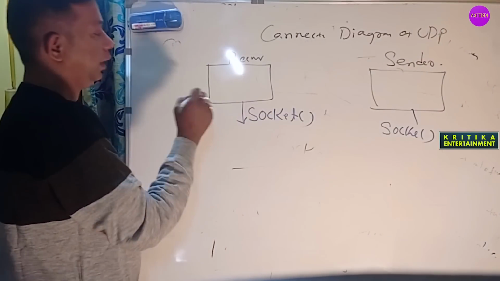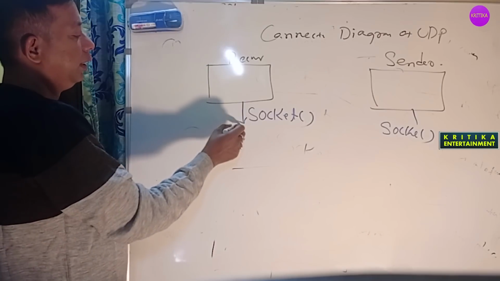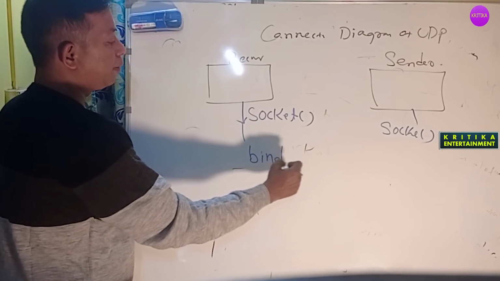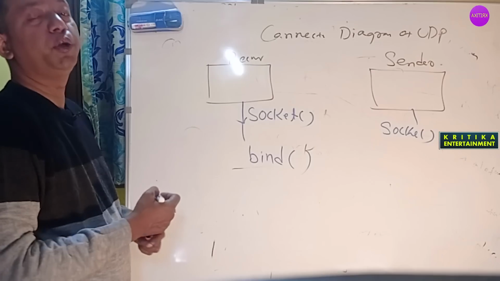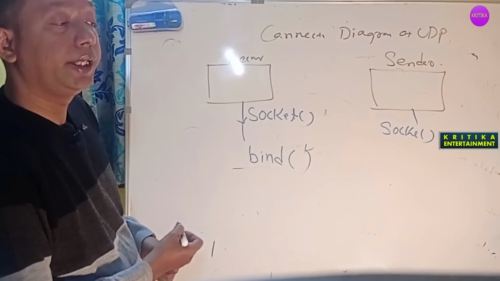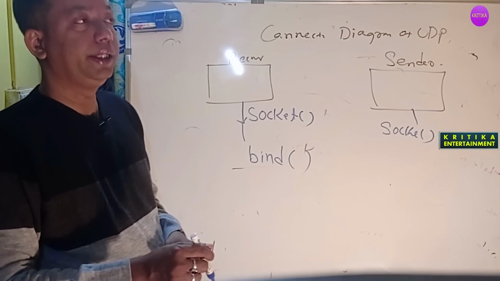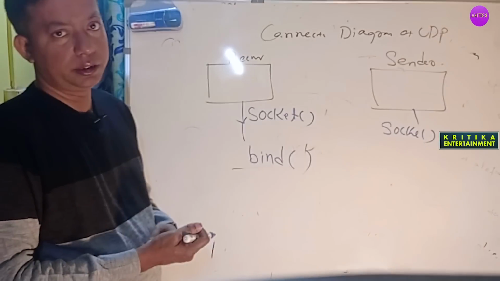Okay, then this is the receiver. On the receiver side you will declare the bind function. This is a connection diagram of a UDP. If you want the connection diagram of TCP, I have given it in the description box. You can find the link there and click and check.